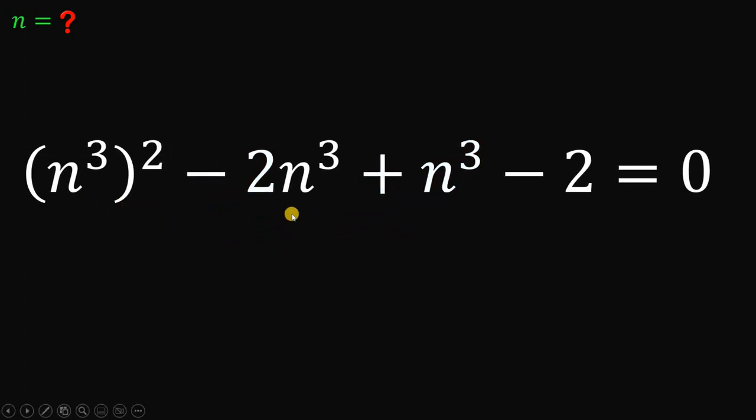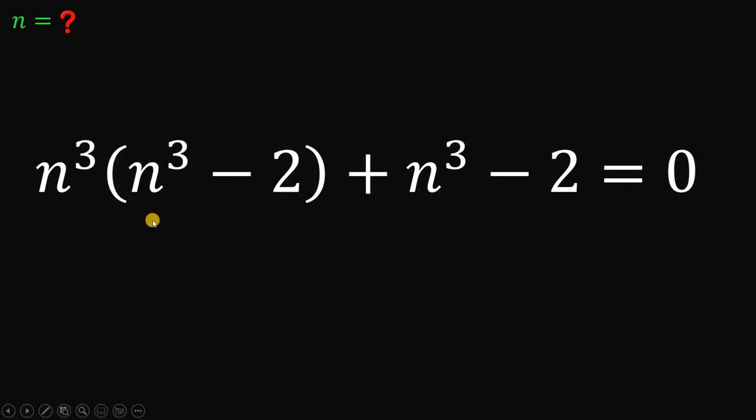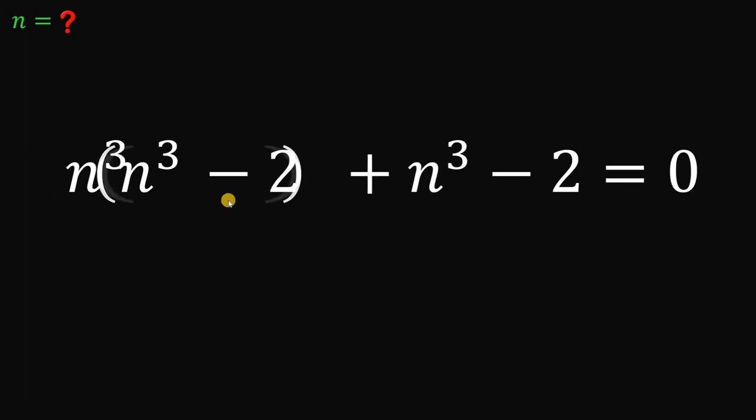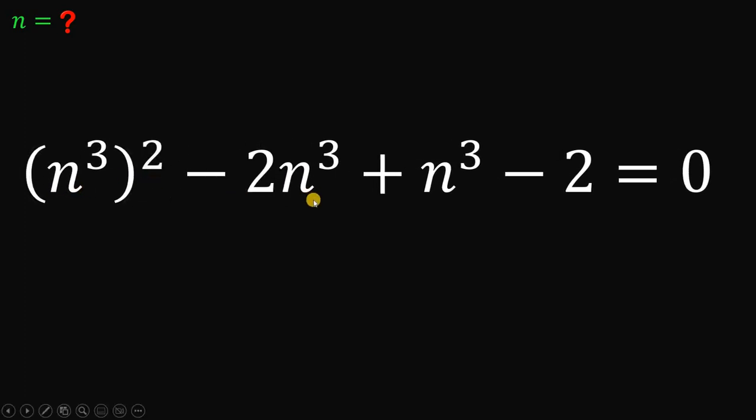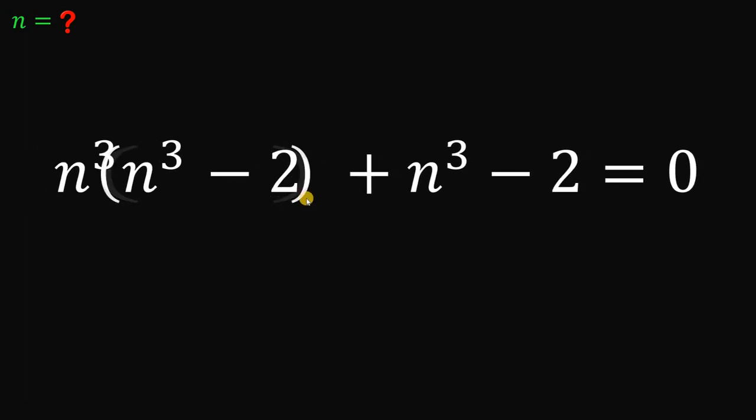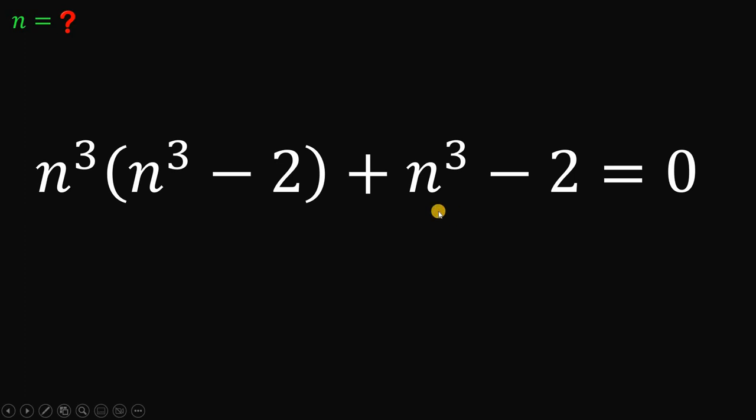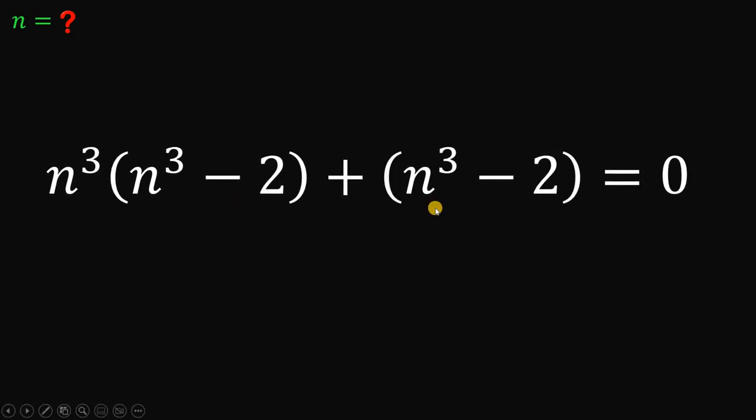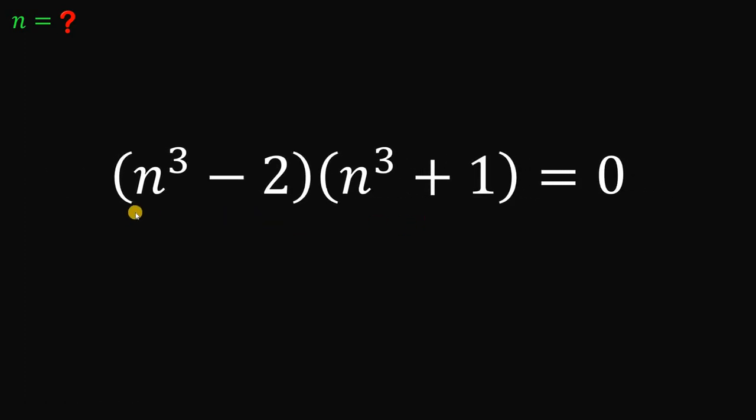Take note, on the first two terms, we can factor out n cubed. And this looks something like this. If we factor out n cubed, we have n cubed multiplied by n cubed minus 2. Again, if we distribute n cubed to n cubed minus 2, this will bring back n cubed quantity squared minus 2n cubed. By the way, let's proceed to its factored form. Now, take note of this term also, n cubed minus 2. So we have a common term. Now we can factor out n cubed minus 2 like this. This will give us n cubed minus 2 multiplied by n cubed plus 1 equals 0.